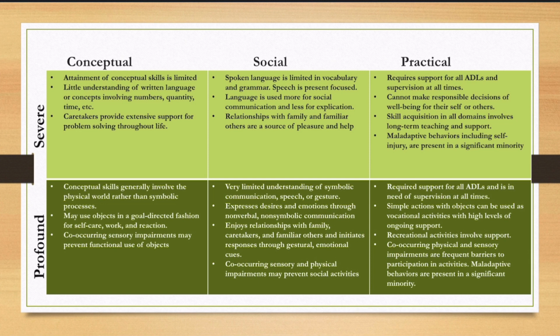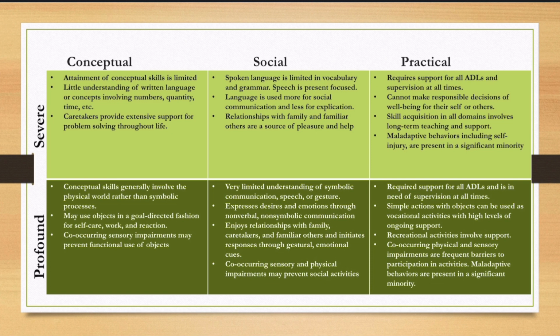I'm not going to go super into detail here, but for the severe and profound specifiers, you're going to obviously see more intense symptoms and higher deficits and delays. These 2 also encompass some maladaptive behaviors that could include self-harm, as well as other co-occurring physical and sensory impairments that cause barriers to participation in certain activities.